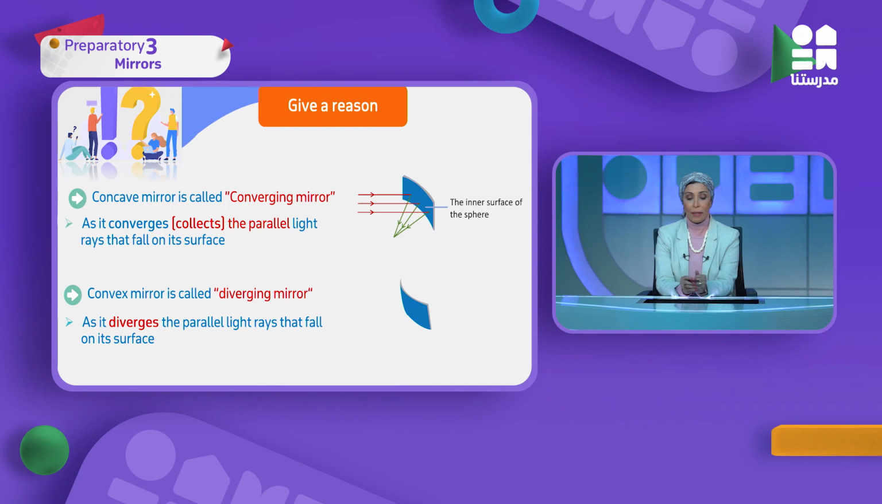How can I differentiate? This one has an outer reflecting surface, that is why I call it a convex mirror. Let's see the light rays. These parallel rays fall on it. What happens, as the question said? They diverge, meaning scattered. So it cannot collect the light rays as the last one did. So those are very important give reasons, and you have to memorize them and recognize them very well: the concave mirror is called converging and the convex mirror is called diverging.